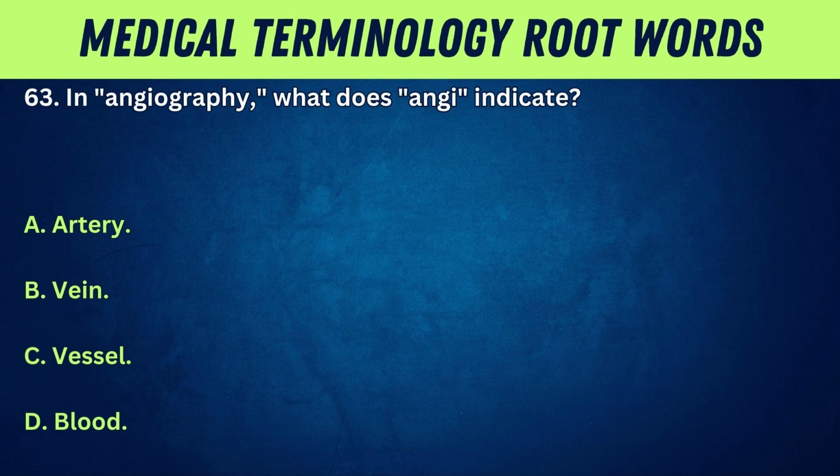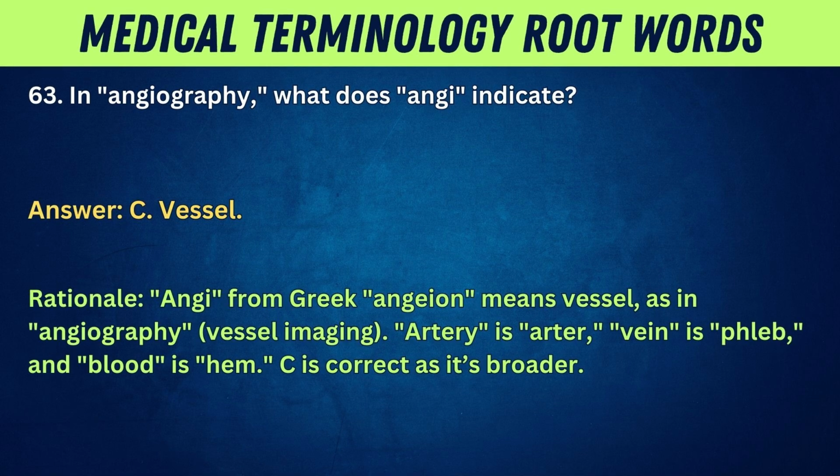63. In angiography, what does angi indicate? A. Artery. B. Vein. C. Vessel. D. Blood. Answer. C. Vessel. Rationale. Angi from Greek angion means vessel, as in angiography, vessel imaging. Artery is arter, vein is phleb, and blood is hem. C is correct as it's broader.